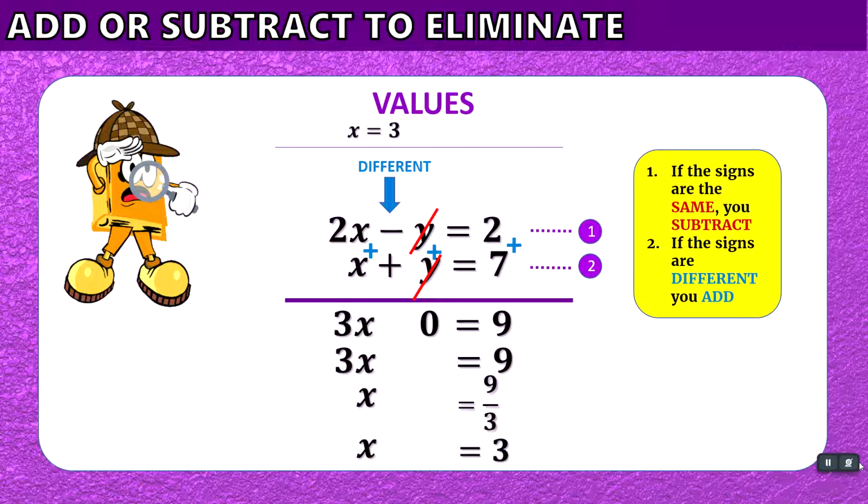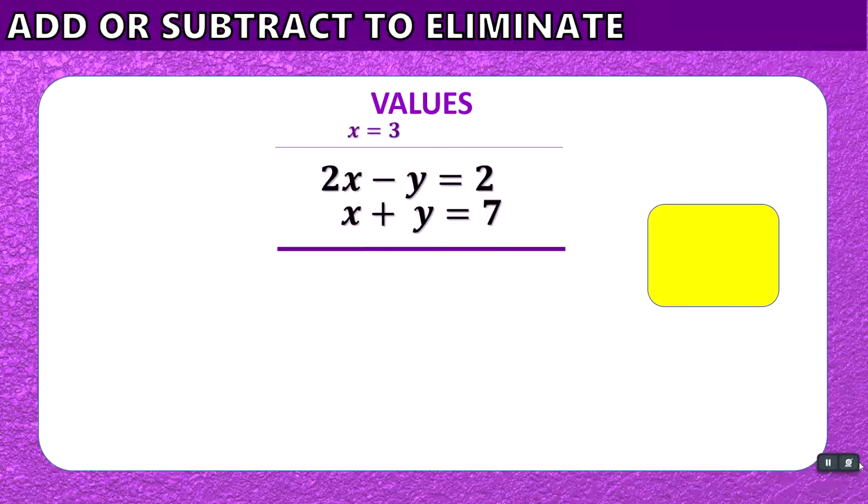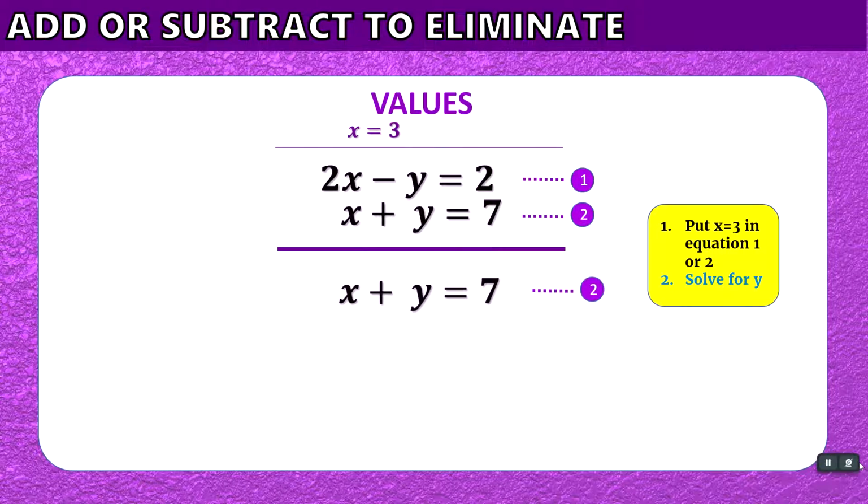Now we have to use that to find what y is. So here are the equations again. We know x is 3. And now we put x is 3 in equation 1 or 2 in order to solve for y. And again, here is equation 1 and 2. And it seems like equation 2 is easier to use, so we will use that one, but you can use any. And so we replace x with 3, and we put that in place, plus y equals 7.